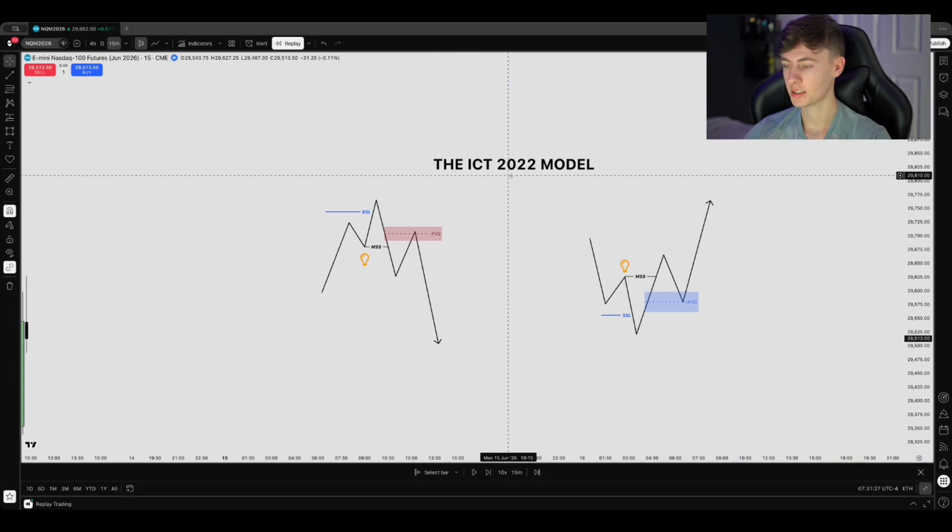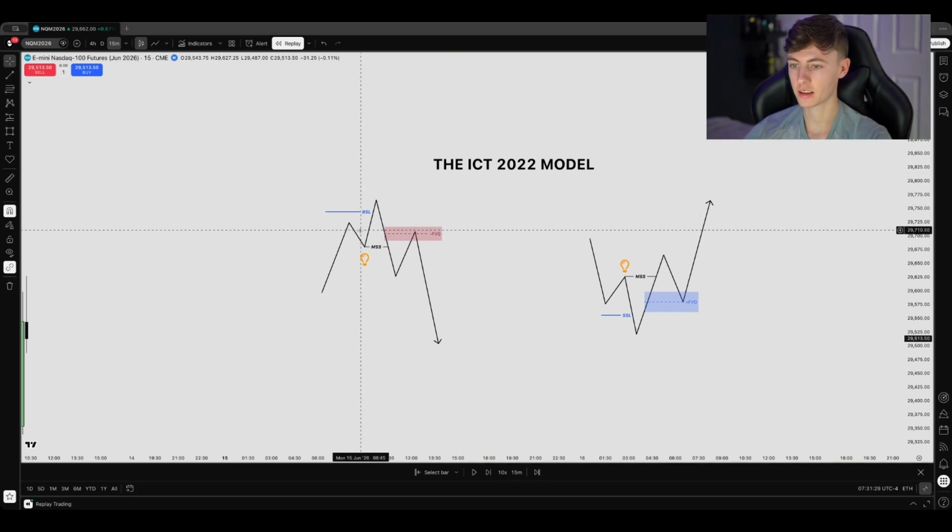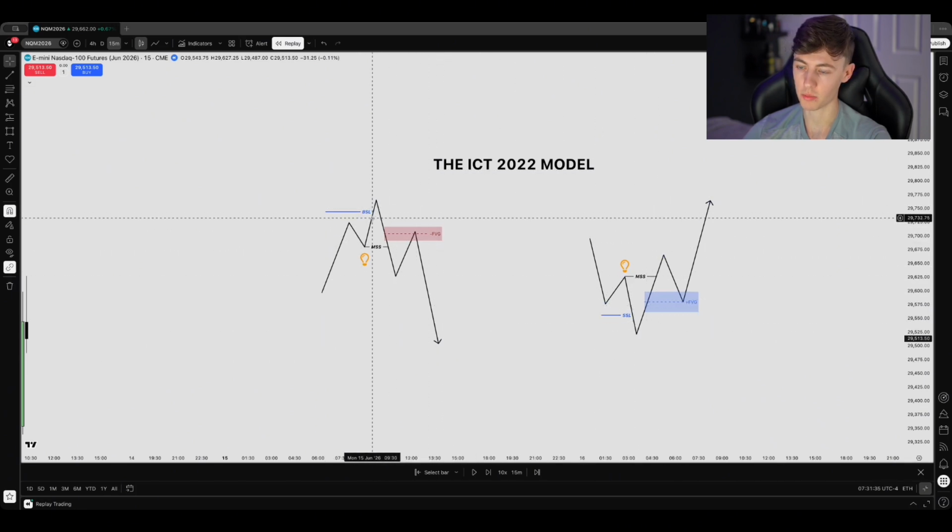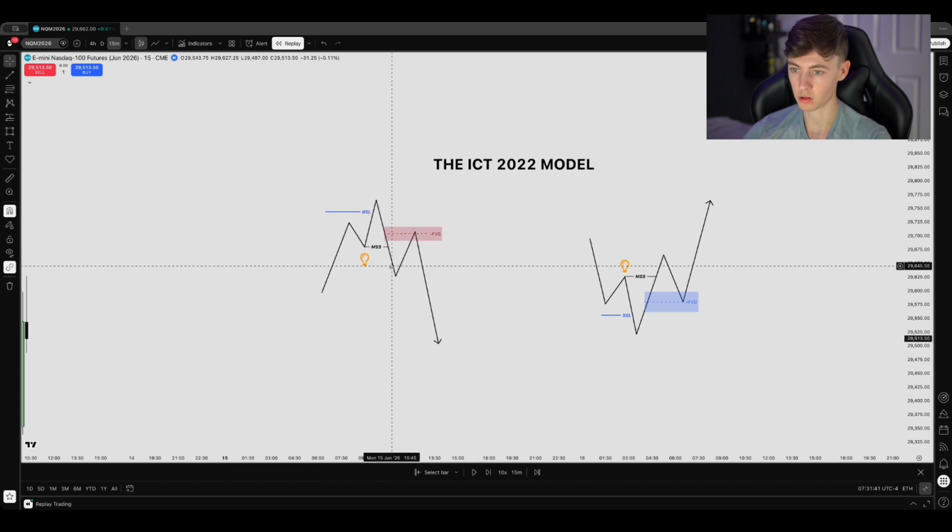So the ICT 2022 model. Before we get into the charts, I just want to show you guys a bullish example and a bearish example of the model. Starting off with a bearish example, this is what the full model looks like. We need to see a sweep on buy stops. We get a market structure shift bearish with a displacement, and within the displacement leg we need to see a bearish fair value gap. Price retraces into the bearish fair value gap. That's where you're going to take a short, and then you target the opposing side of liquidity.